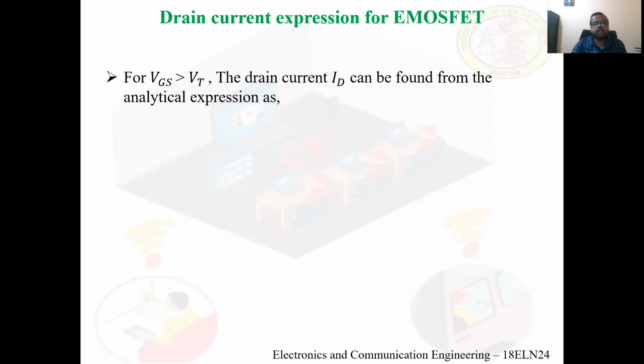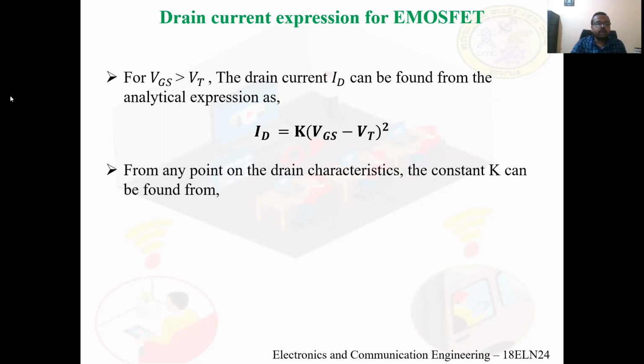And this expression is given as ID is equal to K (VGS minus VT) whole square. And from the drain characteristics, from any point on the drain characteristics, we can calculate the value of constant K using this equation. K is equal to ID(on) divided by (VGS(on) minus VT) whole square, and it is given in amperes per square volt. Now we look at the problem examples for an enhancement MOSFET using this nonlinear equation.